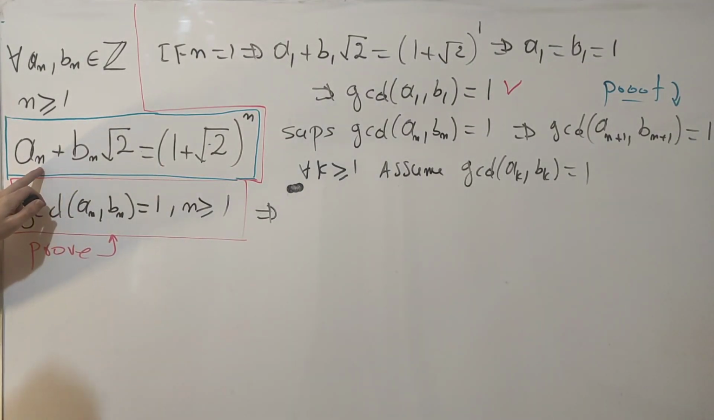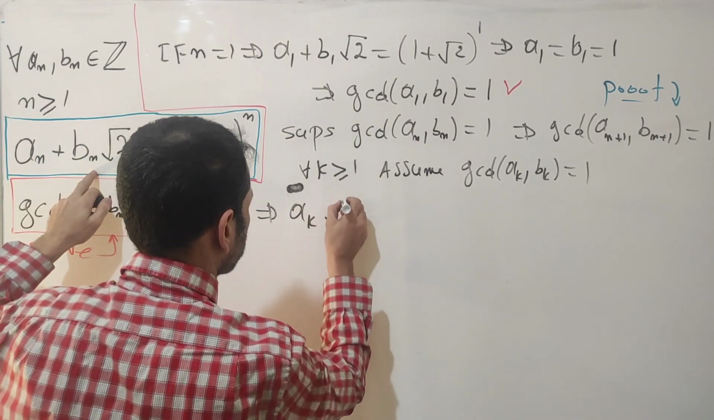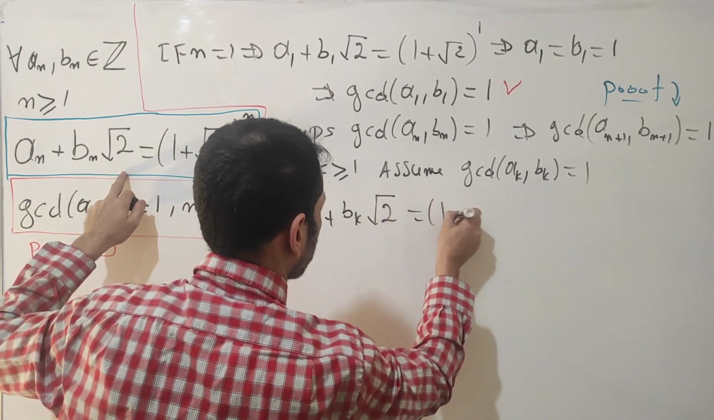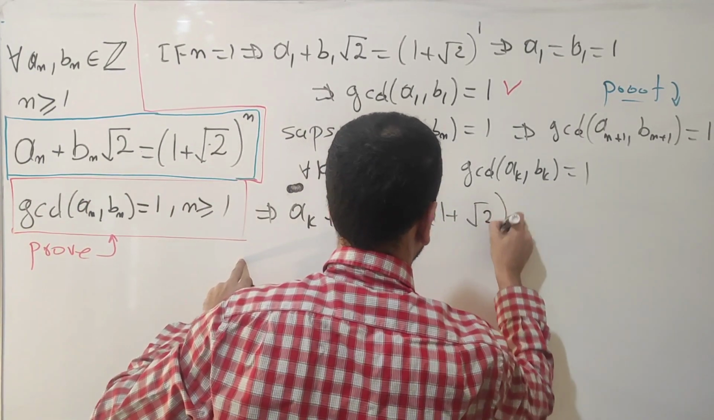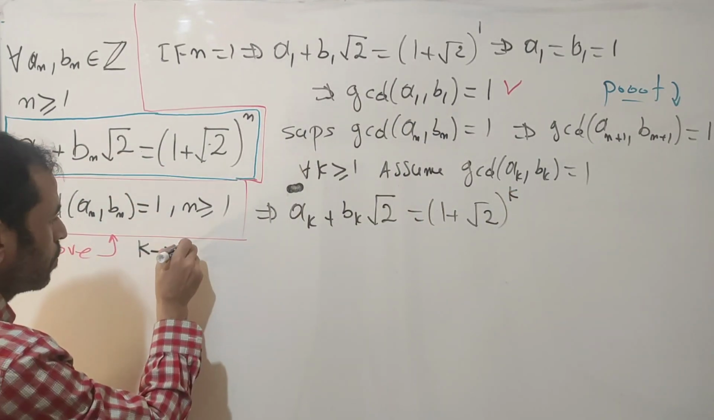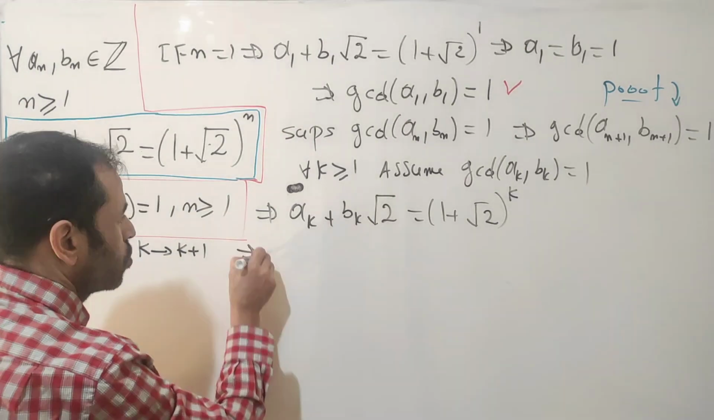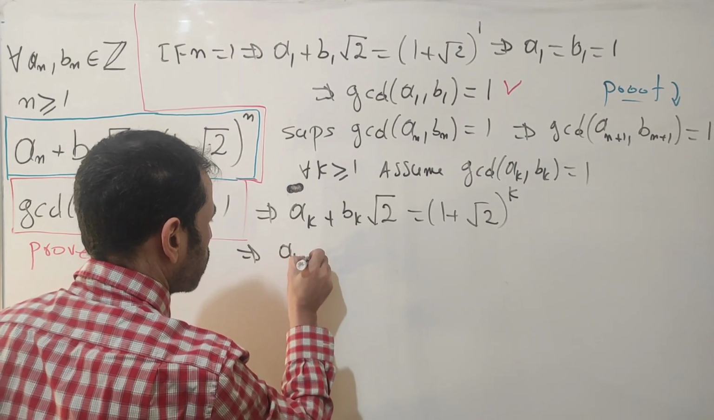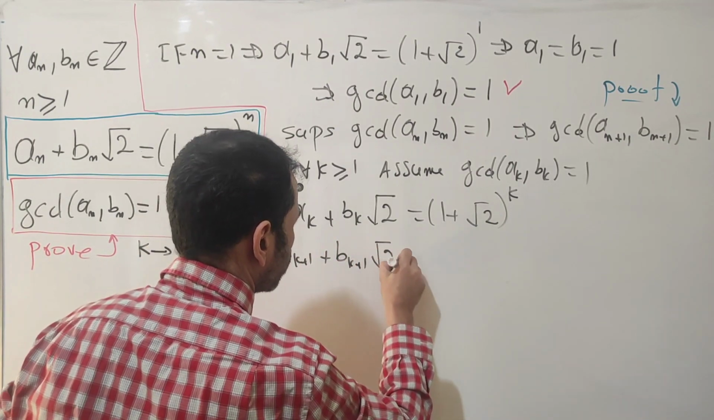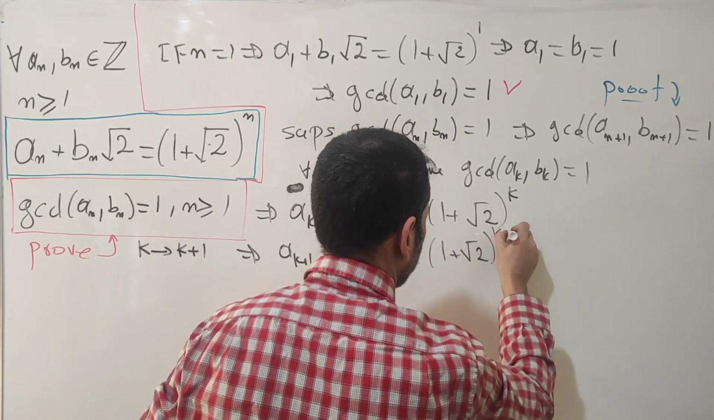Take this original expression and replace n with k. We get a sub k plus b sub k multiplied by square root of 2, which equals (1 plus square root of 2) raised to the k as a power. Now let's replace k with k plus 1. This gives us a sub k plus 1 plus b sub k plus 1 multiplied by square root of 2, which equals (1 plus square root of 2) raised to the k plus 1.